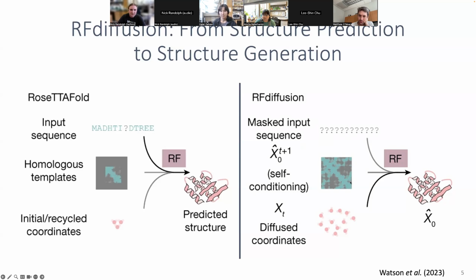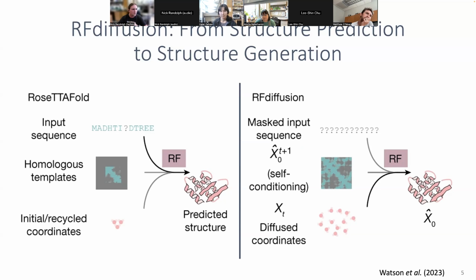We can update this pair information here using self-conditioning. We'll talk a little bit more about that, but I'm just going to leave this as a nebulous concept right now. And then this xt is the diffused coordinates. So instead of using recycled coordinates or initializing it some other way, we actually use the previous coordinates in this diffusing trajectory. And by combining all this information, we can throw it through RoseTTAFold 2, just like we do before, and get a nice predicted structure of what we think the ground truth is.